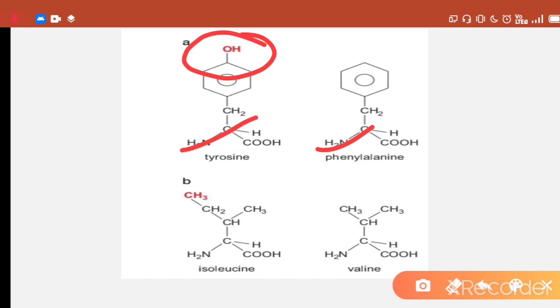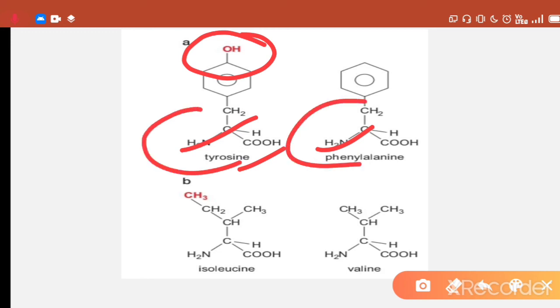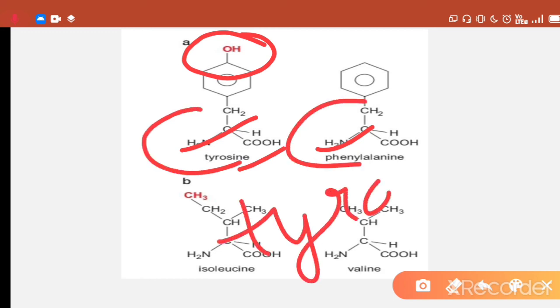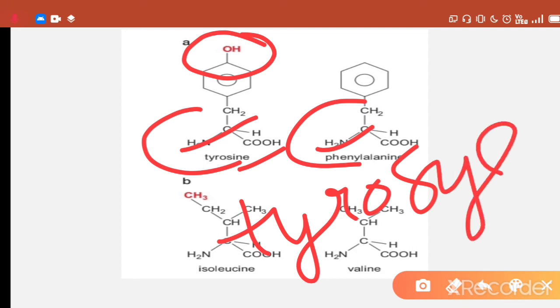So the opportunity for forming a strong and energetically favorable hydrogen bond with the hydroxyl moiety of tyrosine, but not of phenylalanine, allows the synthetase for tyrosine, that is tyrosyl tRNA synthetase, to discriminate tyrosine from phenylalanine. Here the enzyme that acts is tyrosyl tRNA synthetase.